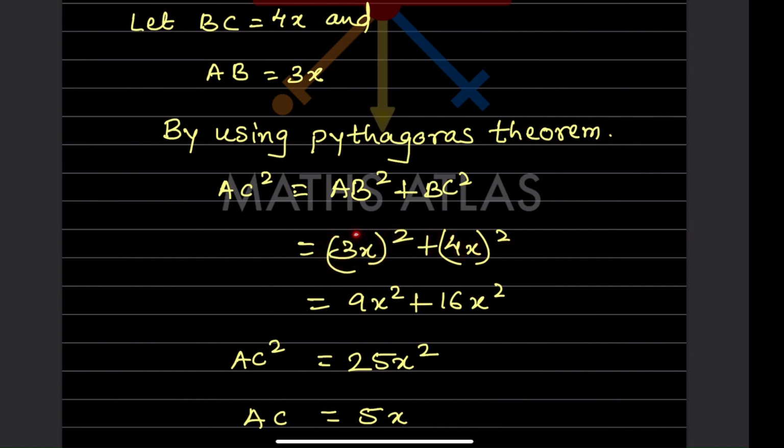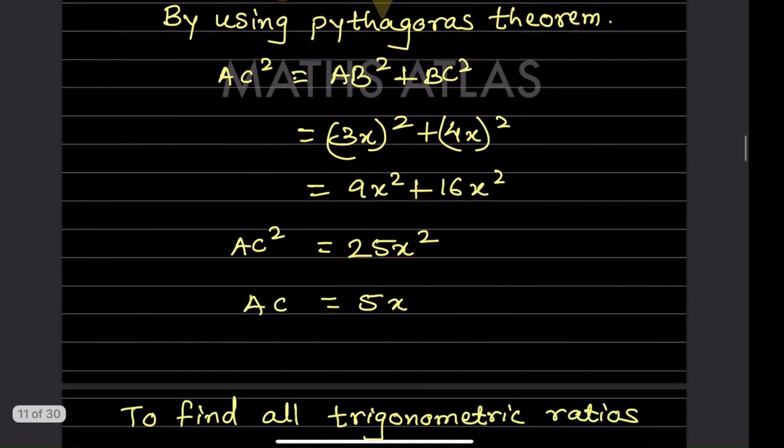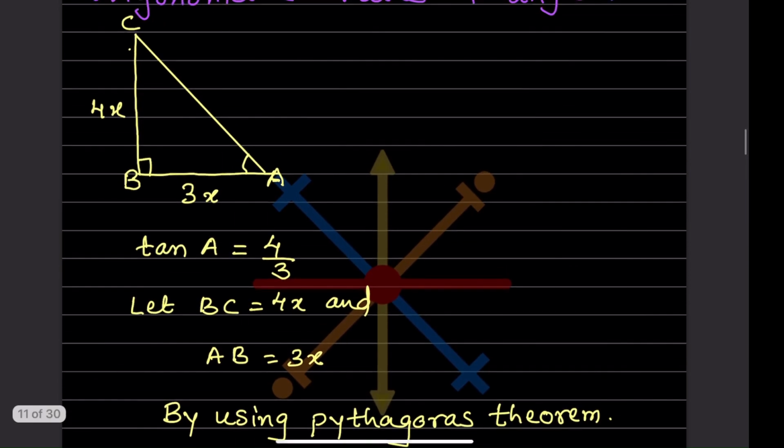When you take the squares, this one will be 9x square and this one will be 16x square. When you add them, that is 25x square. So AC square is 25x square. When you take the square root, 25 is a perfect square, so AC is 5x. So we got AC as 5x, and now we have all the sides.